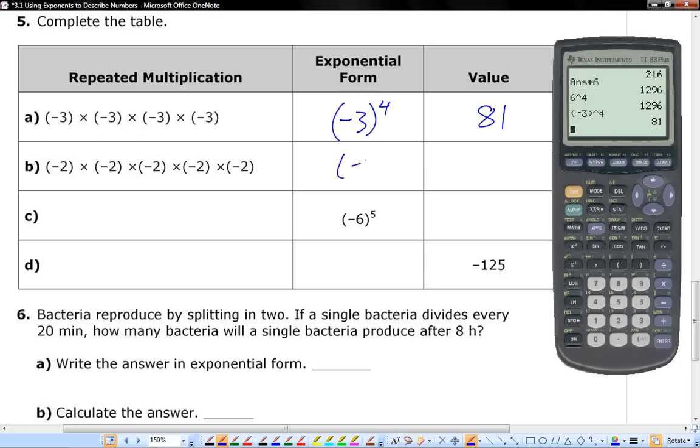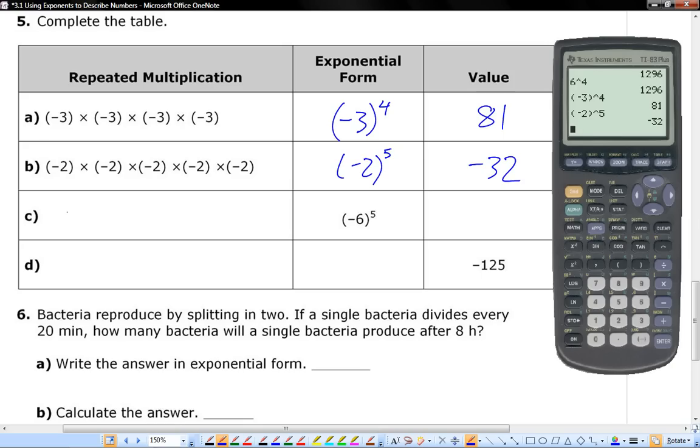Next we have negative 2 to the power of 1, 2, 3, 4, 5. And so negative 2 to the power of 5 is equal to negative 32. Notice we have an odd number of negative factors, so that's why the answer is negative.